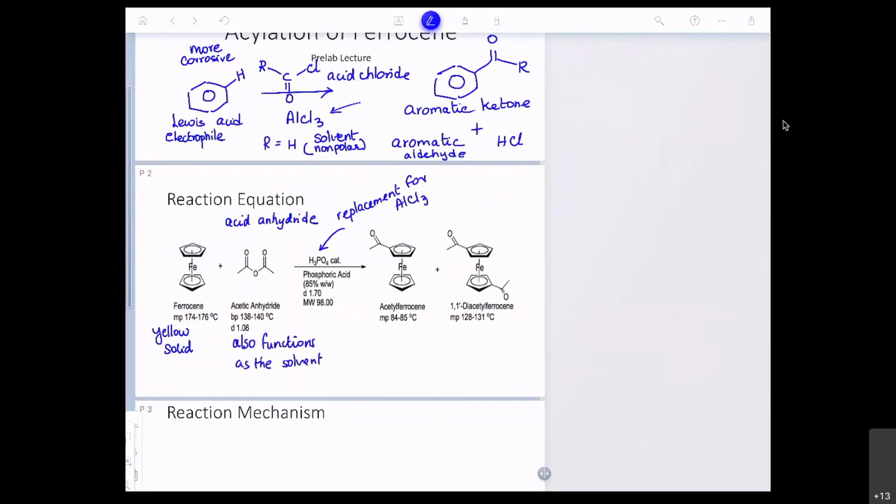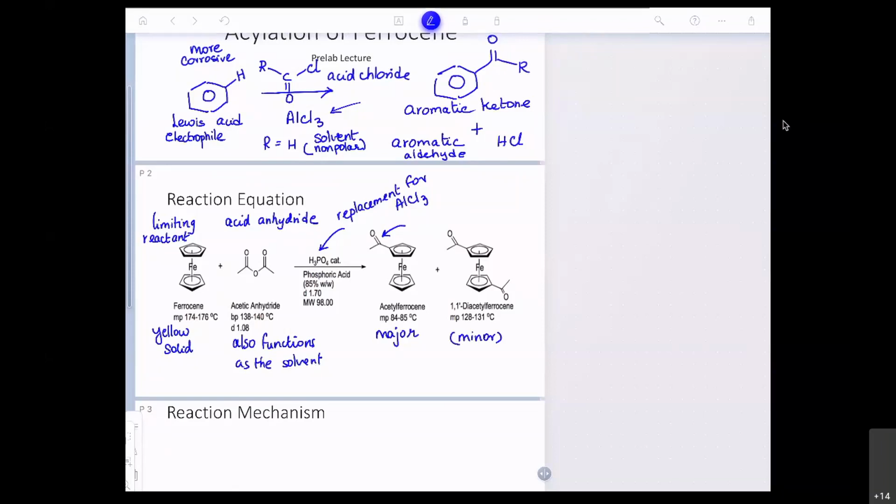So our limiting reactant here is ferrocene. Once the ferrocene is used up, the reaction stops. The excess acetic anhydride, which functions as a solvent, can be easily destroyed. Our major product expected is the acetylferrocene. You can see the acetyl group, the ketone group, added to ferrocene. This is our minor product that may form.